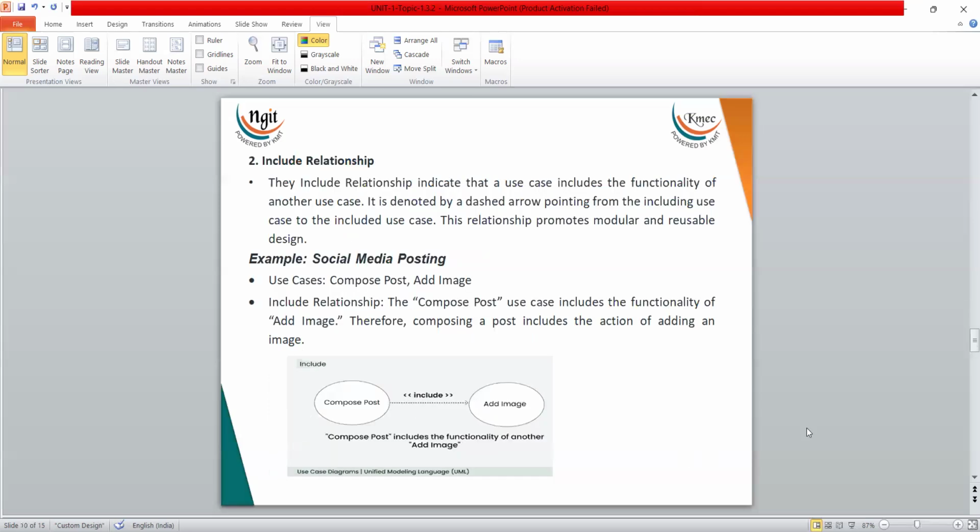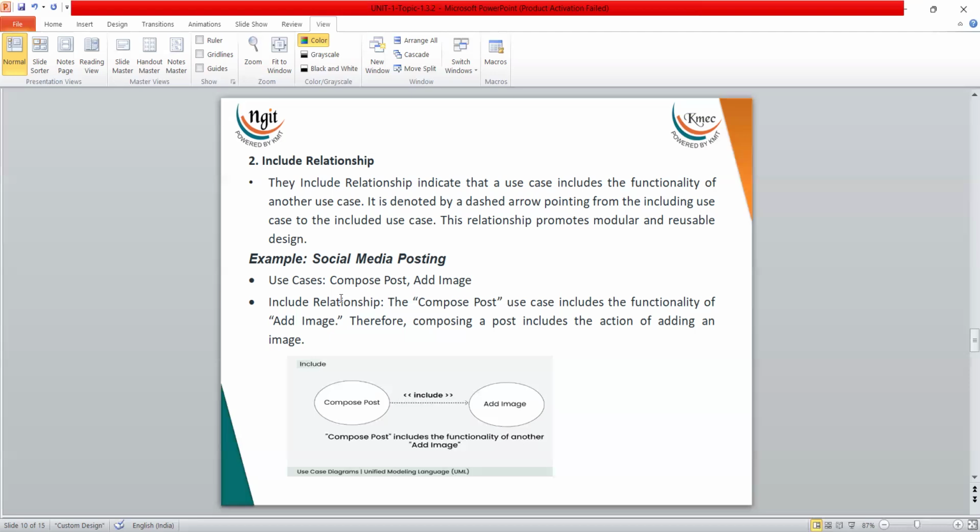The next relationship is the include relationship. The include relationship indicates that a use case includes the functionality of another use case. It is denoted by a dashed arrow pointing from the including use case to the included use case. Between the two use cases, a dotted arrow is used, and the word include is written on top of the dotted arrow. This relationship promotes modular and reusable designs. So whenever you need to include additional functionality, we can add an extra use case to the existing one.